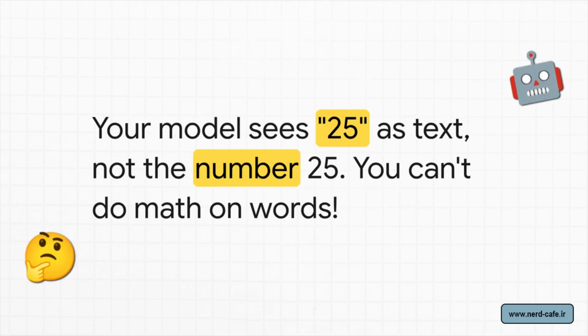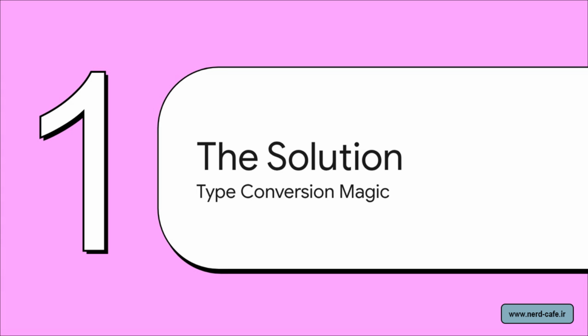And this is it. This is the whole problem. Your computer is incredibly literal. So while you and I see the number 25, the model might just be seeing the text characters 2 and 5 sitting next to each other. And you just can't do math with text. The model has no clue how to find an average or spot a trend when all it sees is a bunch of words. So this is where a really fundamental process called type conversion comes in to save the day.